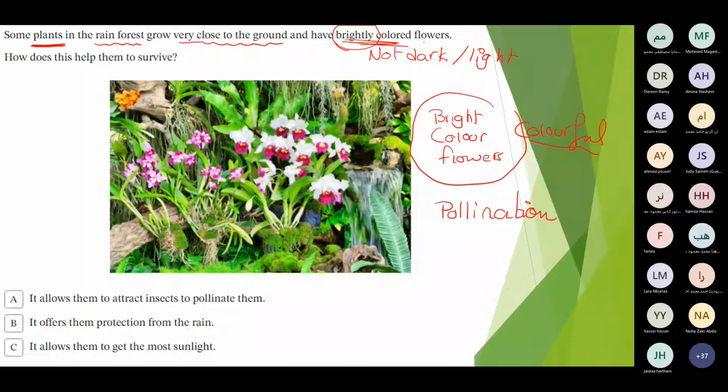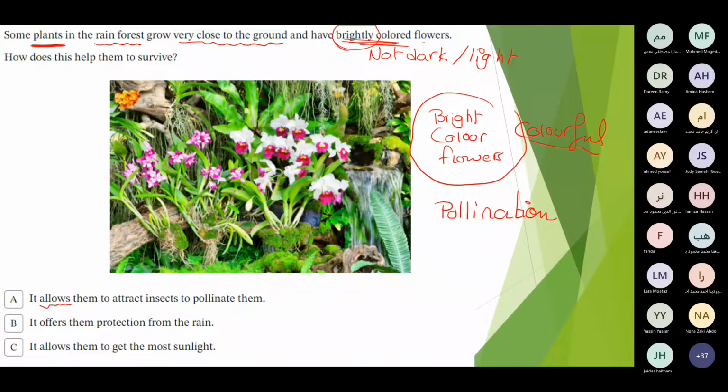Okay. How does this help them to survive? He is asking about this kind of plants and flowers. How do all these characters and traits help them to survive? Okay, read the answers, Aser. It allows them to... No, wait a minute. This is called allow. Allow means to permit. It allows them. Read it again. It allows them to attract insects to pollinate them. Not pollution, my dear. Take care. Read it. Pollinate. Excellent. So it allows them to attract insects to pollinate them.